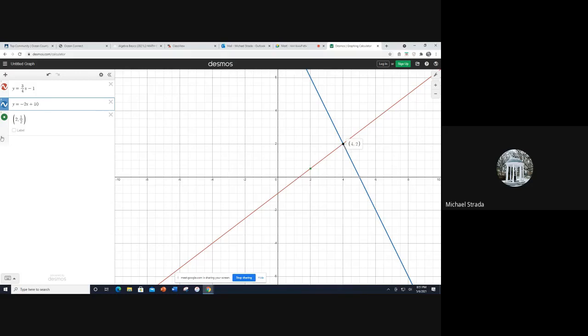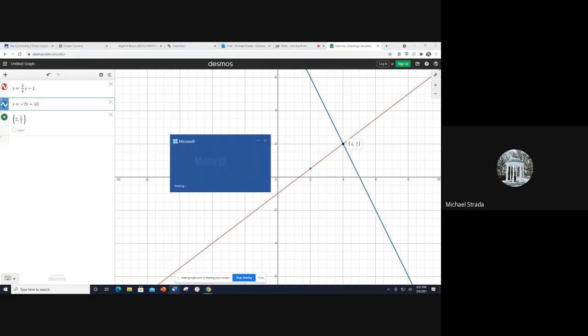If I plug 4 back in for x to here, the 4's cancel out. I'd have 3. 3 minus 1 is 2. If I plug it in here, negative 2 times 4 is negative 8. Negative 8 plus 10 is 2. So it's the values of x and y that solve the equation simultaneously.